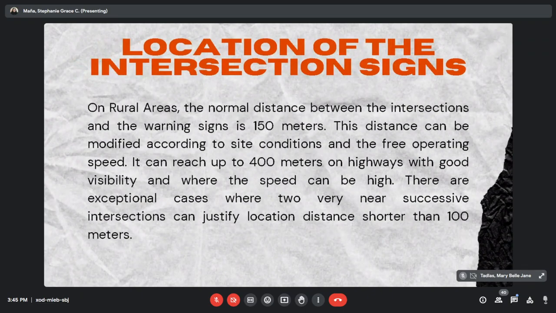So, location of the intersection signs. On rural areas, the normal distance between the intersections and the warning signs is 150 meters. This distance can be modified according to site conditions and the free operating speed. It can reach up to 400 meters on highways with good visibility and where the speed can be high. There are exceptional cases where two very near successive intersections can justify a location distance shorter than 100 meters. So when signs are located more than 200 meters from an intersection, it should be repeated at half distance, and the two signs should be equipped with distance signs.